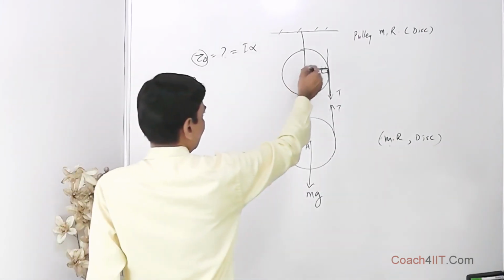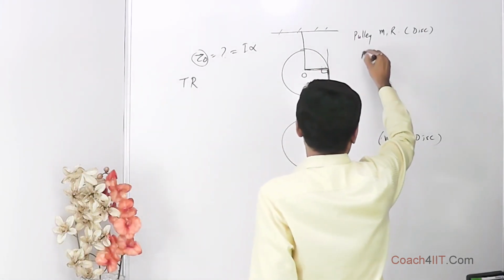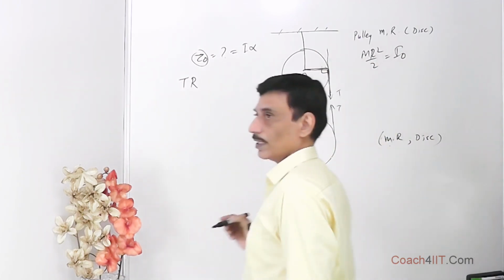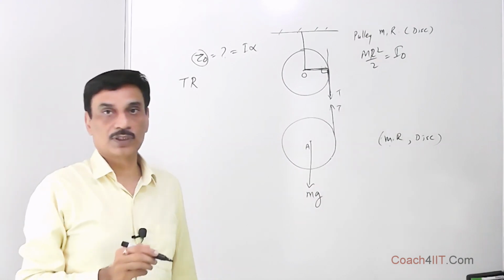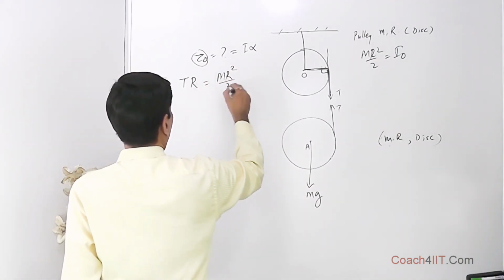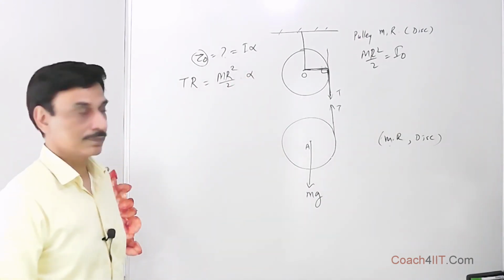So I about this axis: we have said that this is a disk, so we can take MR square by 2, about O we can take it as MR square by 2, the moment of inertia about this axis. So T into R is equal to MR square by 2 into alpha, right?